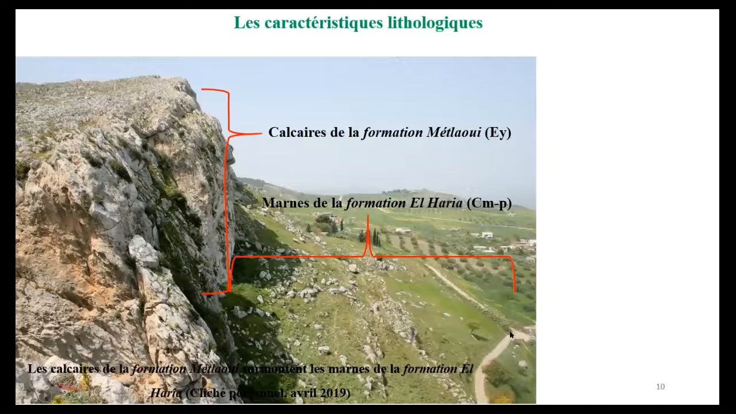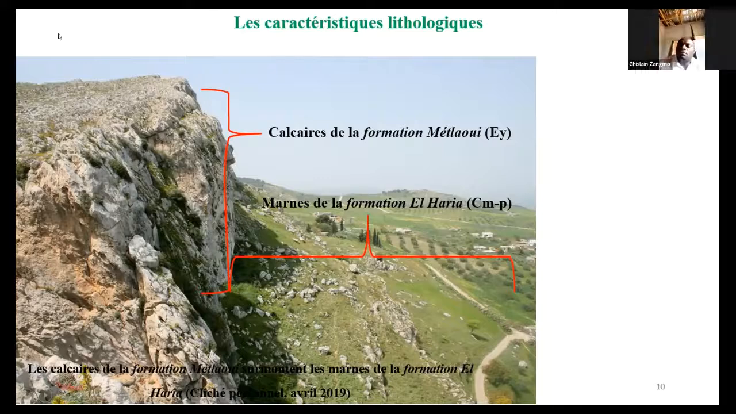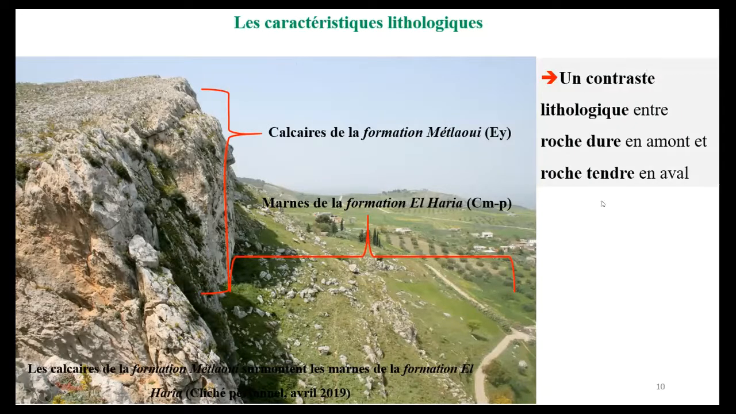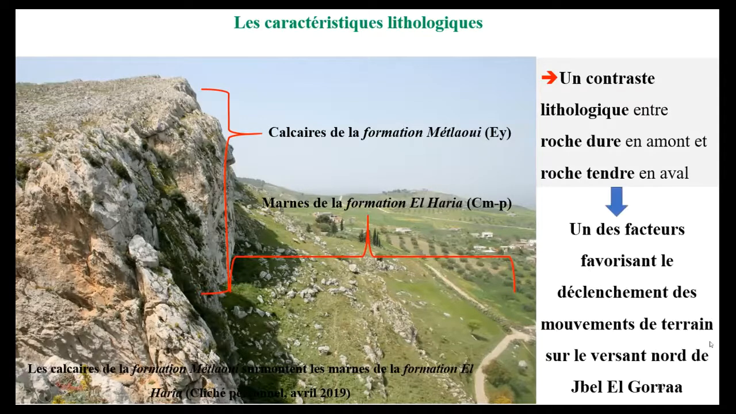Donc, du point de vue lithologique, le secteur d'étude est dégagé dans un binôme de roches dures calcaires de la formation Mtlaoui, et une assise marneuse de la formation El Haria, c'est la roche tendre. Donc, le contraste lithologique entre roche dure et roche tendre en aval est un des facteurs favorisant le déclenchement des mouvements de terrain sur le versant nord du Jbal El Gora.